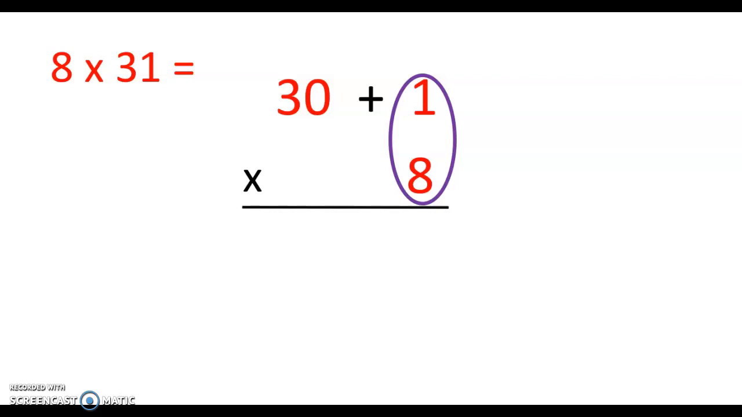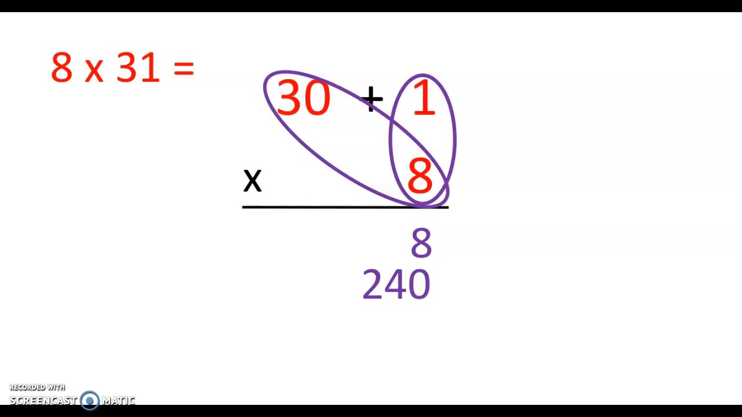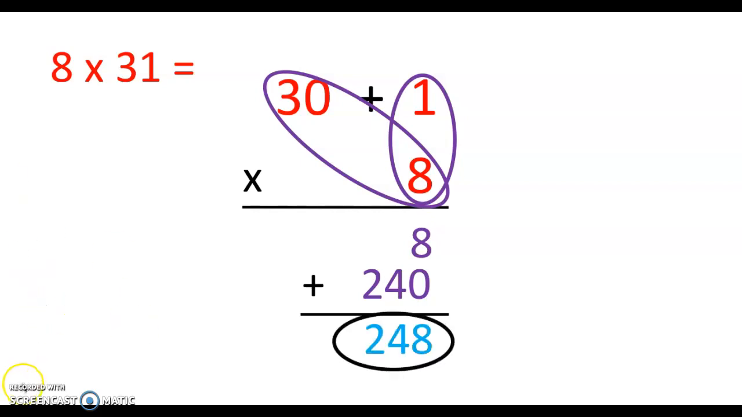So 8 times 1 is 8. And that 8's going to go on over to the other one. 8 times 30, remember it's 8 times 3 plus a 0, 240. Then just like area model, I'm going to add these together, giving me a total of 248.